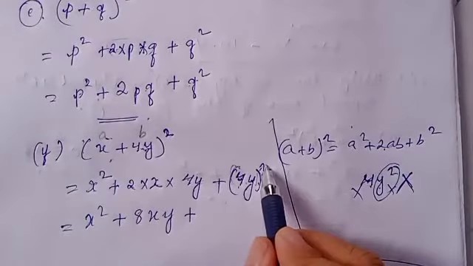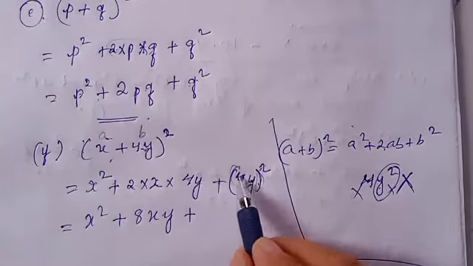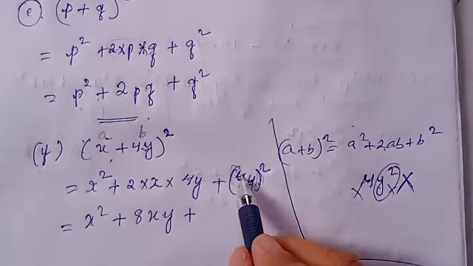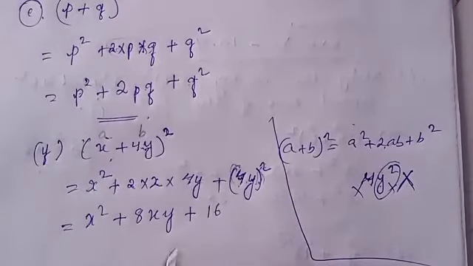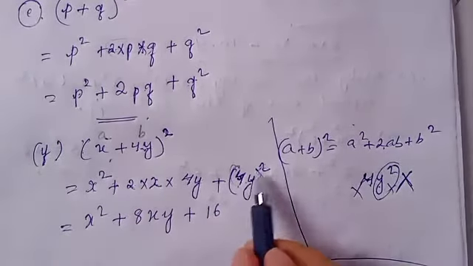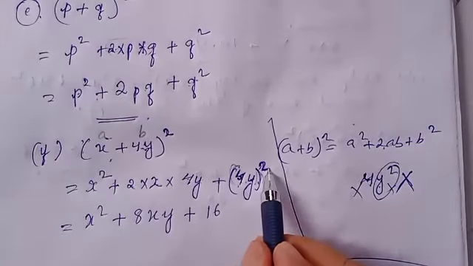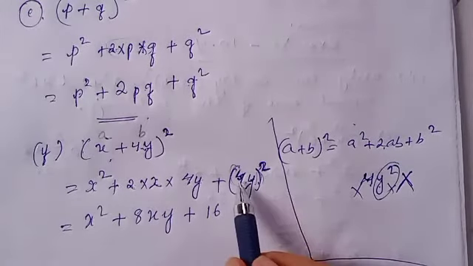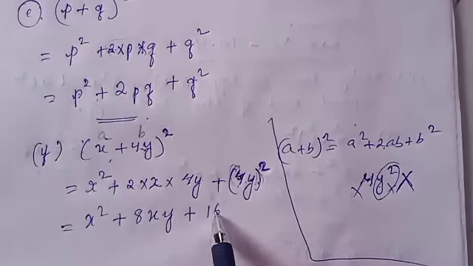4y the whole square means that both 4 and y are square. Okay, first let's check 4. 4 square means 4 fours are 16. Here don't write 4. 4y the whole square means 4 also square, y also square. Got it? Any problem here? First let's check number 4 square. 4 fours are 16. What about y?